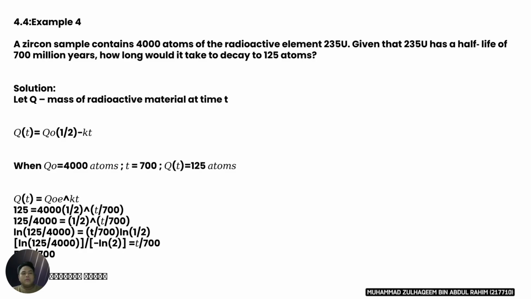Using the equation Q(t) equals Q naught e to the power of Kt, we substitute the values of Q(t), Q naught, and T into the equation. We will get that the t, which is the time it takes for the zircon sample to decay to 125 atoms, is 3,500 million years.